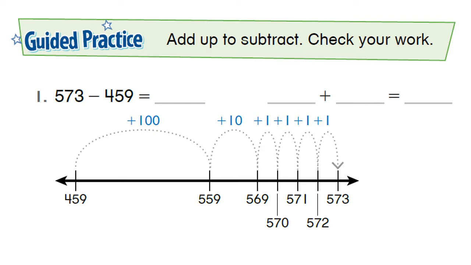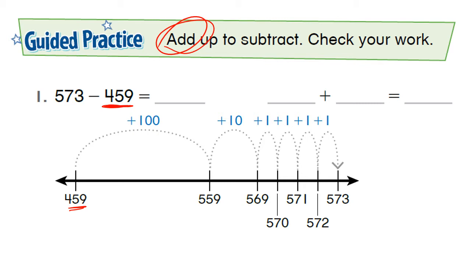573 minus 459 equals what? Now, in this problem, we are adding instead of subtracting. So if we're going to be adding, we're going to be moving right on the number line. And if we move right on the number line, we need to start on the left. So we're going to start with the subtrahend, which is the smaller number, and we're going to put it here on the left so we can go to the right.